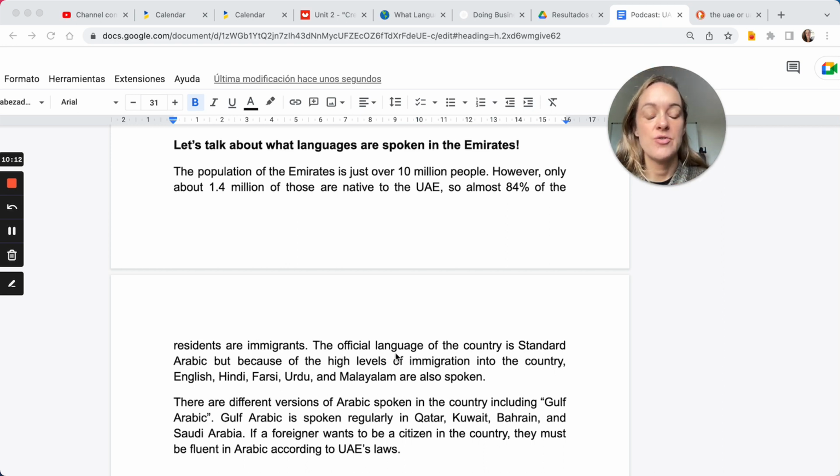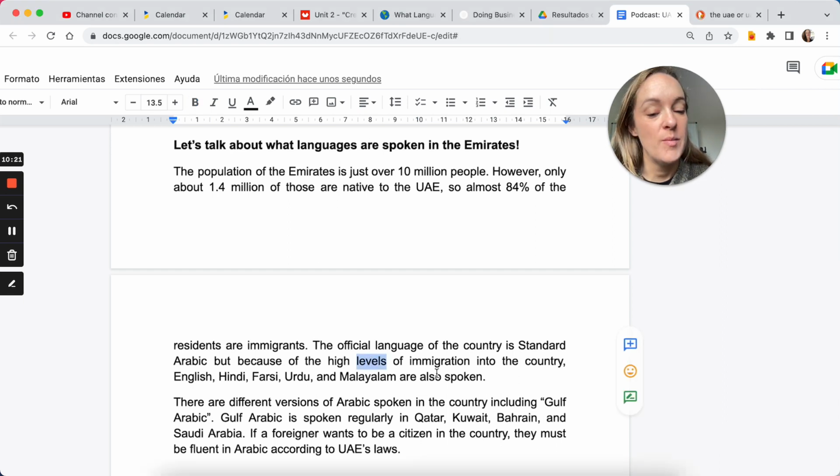The official language of the country is Standard Arabic, but because of the high levels of immigration into the country, English, Hindi, Farsi, Urdu, and Malayalam are also spoken. There are different versions of Arabic spoken in the country, including Gulf Arabic. Gulf Arabic is spoken regularly in Qatar, Kuwait, Bahrain, and Saudi Arabia. If a foreigner wants to be a citizen in the country, they must be fluent in Arabic, according to UAE's laws.